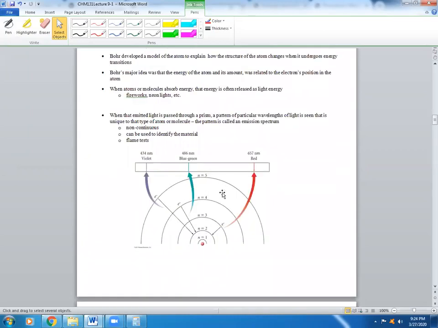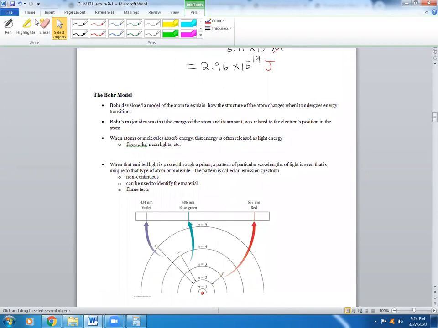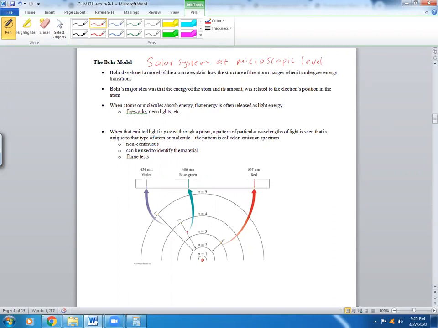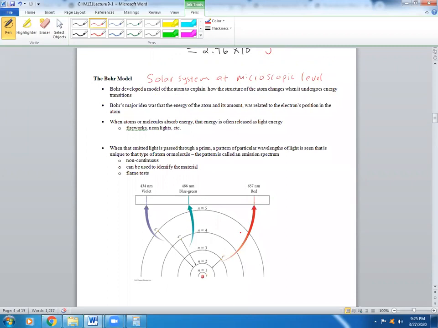The Bohr model was developed based on that. In a sense, just to make it simple, think of it now as the solar system, but at the microscopic level, or the atomic level. So what is it? You have orbits, you have a nucleus, and you have the electrons occupying those specific orbits.